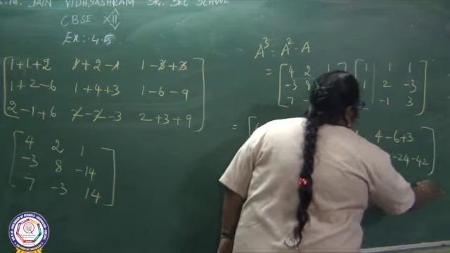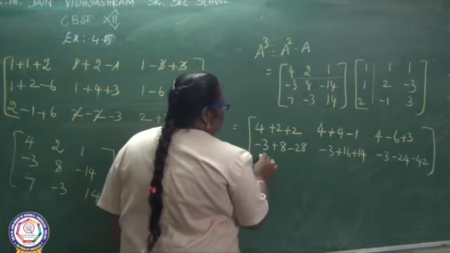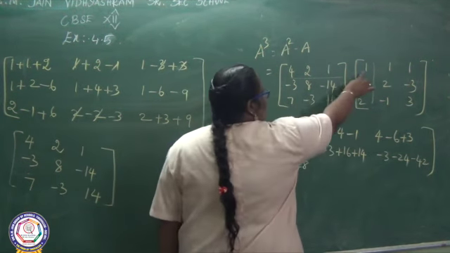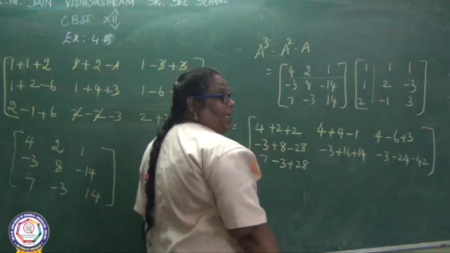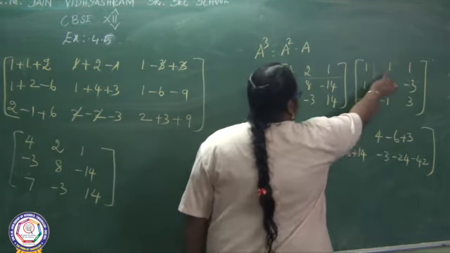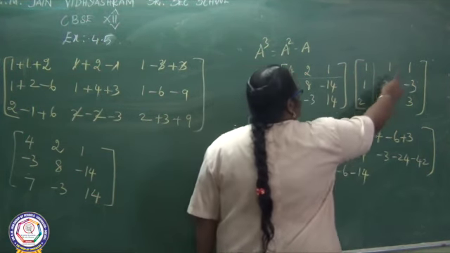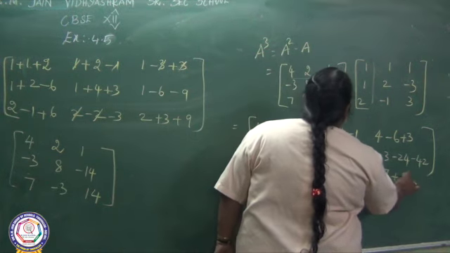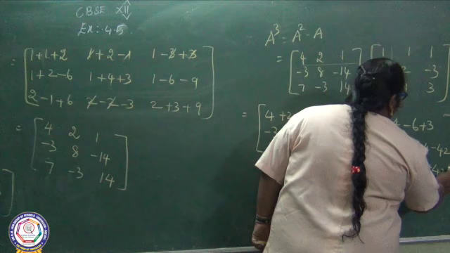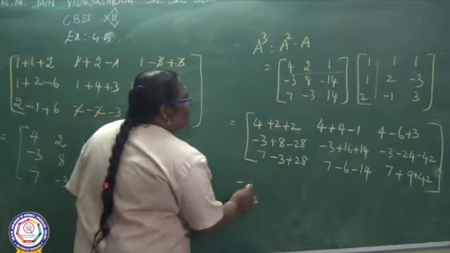minus 42. Next, third row, first column: 7, minus 3, plus 28. Next, third row, second column: 7, minus 6, minus 14. Next, 7 plus 9, next one is 42, plus 42. See here, so what is the value for this?